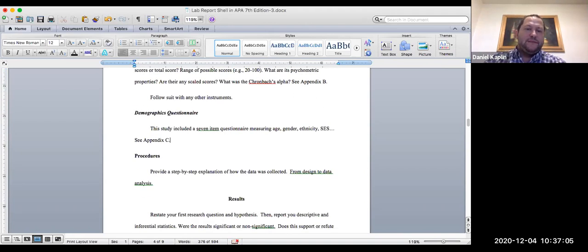Which brings me to your procedures. Now, procedures is sort of like a recipe. You're going to explain to the reader how your data was collected, from designing the study all the way to data analysis. So you're going to say, prior to data collection, an IRB application was submitted and approved by St. Francis College, let's say.